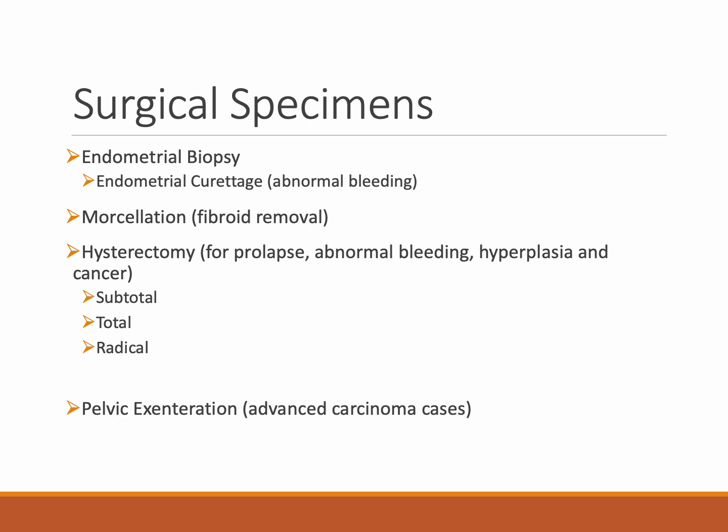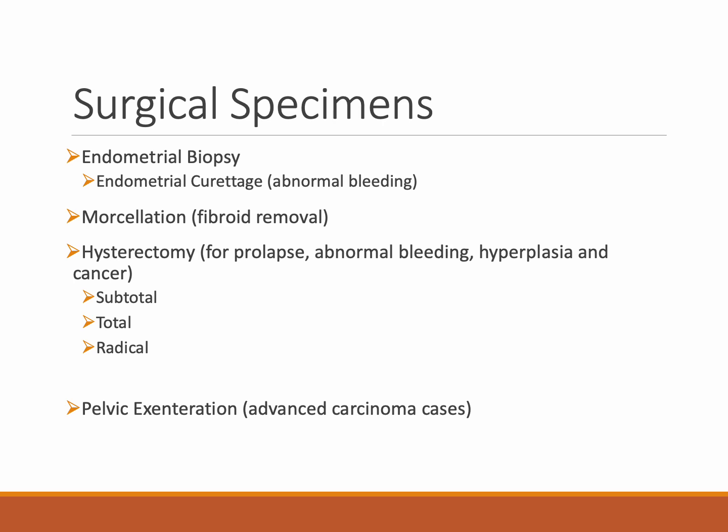So let's take a look at some of the surgical specimens you'll get related to the uterus. Biopsies are a thing. We talked about endocervical curettages. You can also get endometrial curettages. Remember, that's the primary treatment for a polyp. Morcellations, which you'll grow to curse and hate.